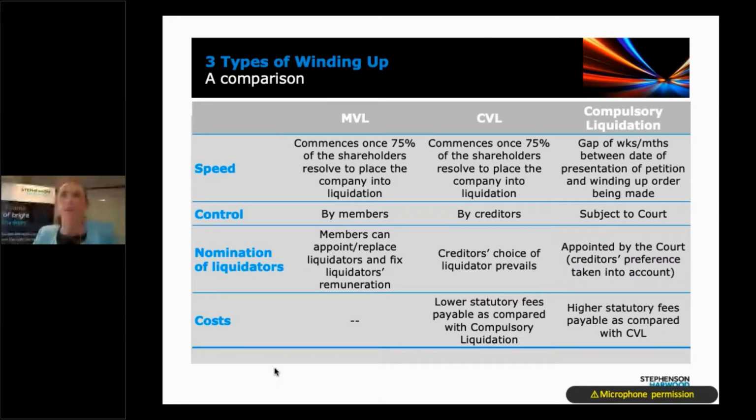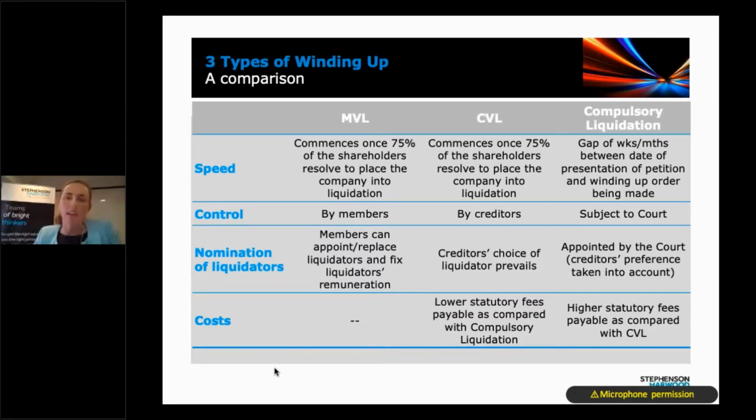With a compulsory liquidation, there is a period usually of months between the date the petition gets presented or filed at court and the date of the first hearing. So this means if you do receive or are notified of a winding up petition against your company, you do have a period to take legal advice, decide how you're going to deal with it before it comes before the court.